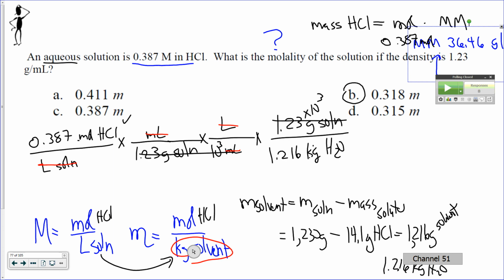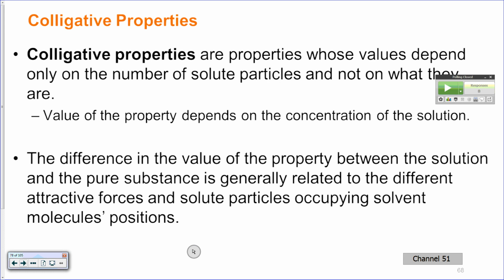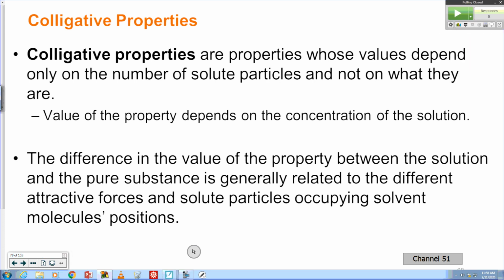Okay. And again, the thing I'll tell you, my advice is practice makes perfect. The more exposure or experience you have to these types of problems, the more comfortable you'll feel with doing these types of conversions.